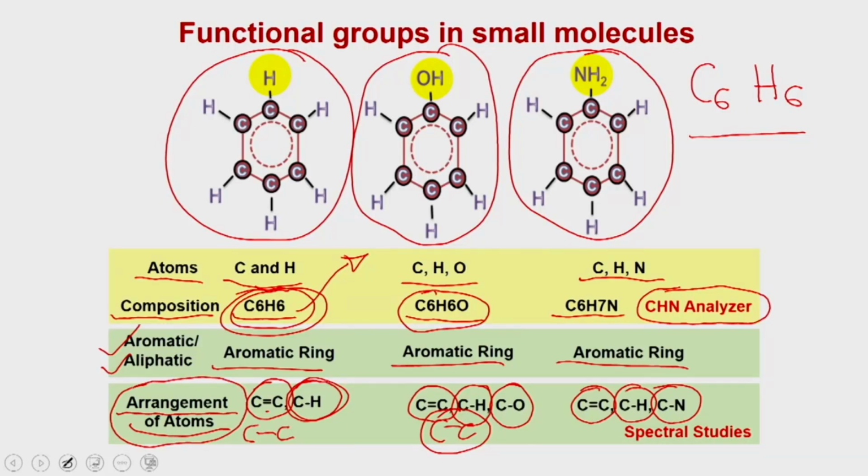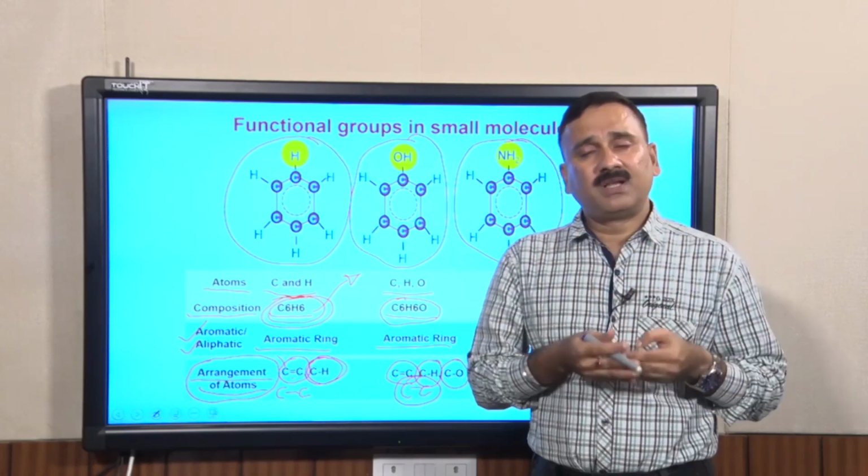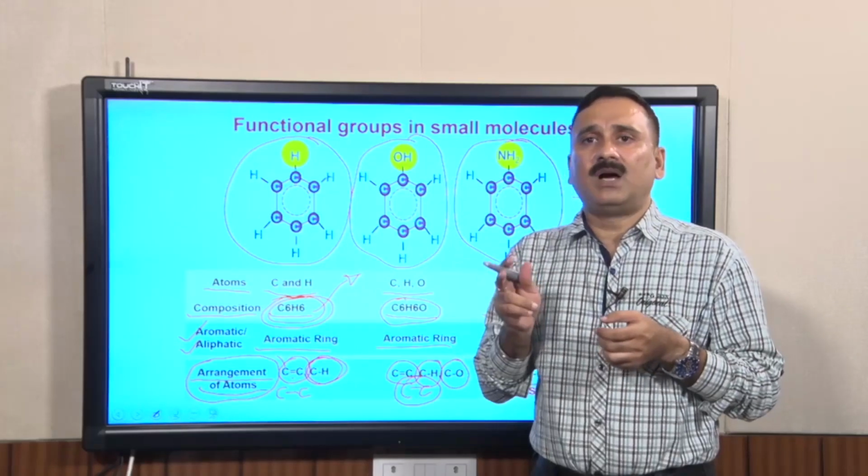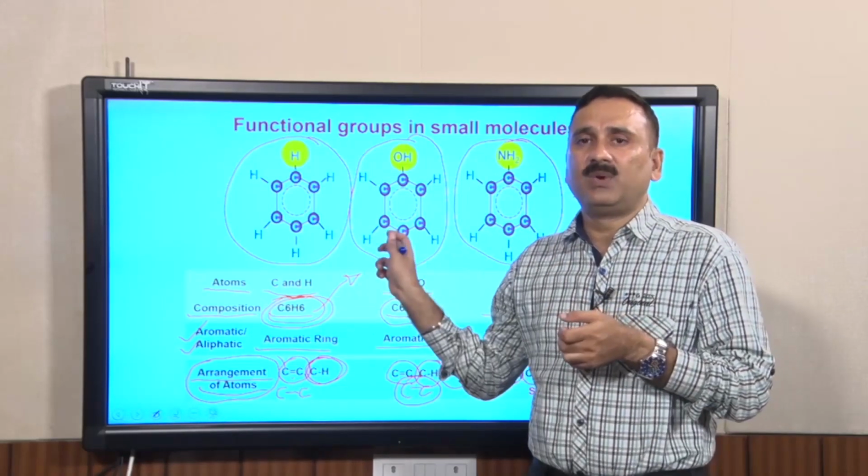But before that, if you can determine the compound and its nature, whether it is aromatic or aliphatic, that also can help you in predicting the kind of functional group that could be present for this particular type of empirical formula. After that, you can do the arrangement of atoms, and the arrangement of atoms will tell you not only what different bonds are present between the different atoms, but also what different bonds could possibly exist in this particular molecule.